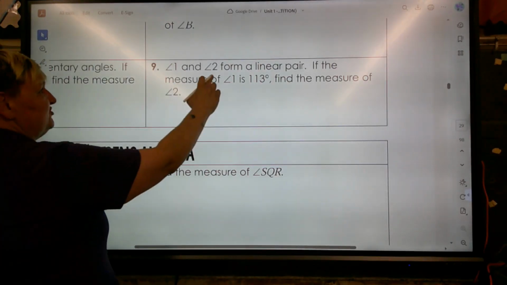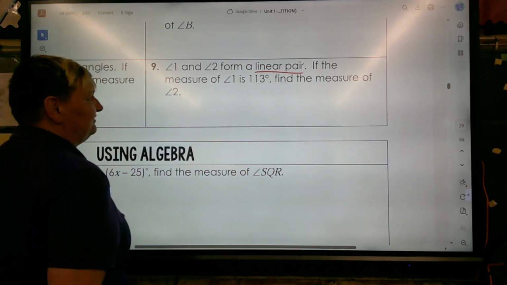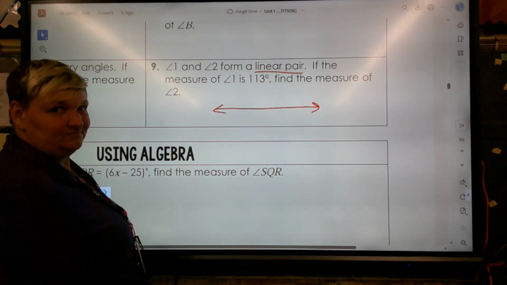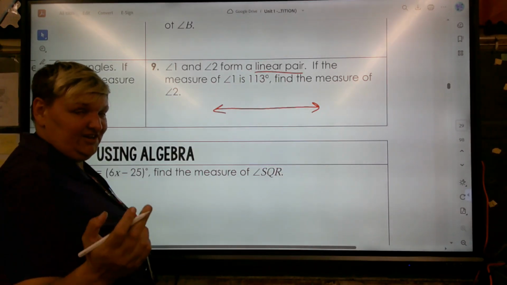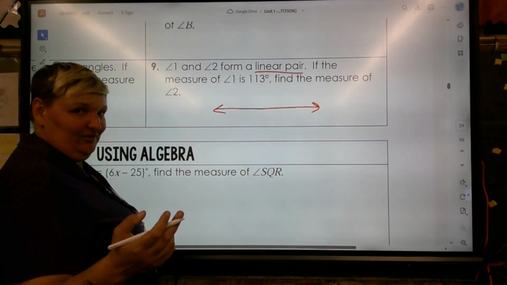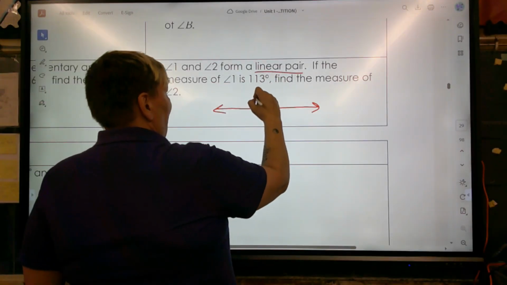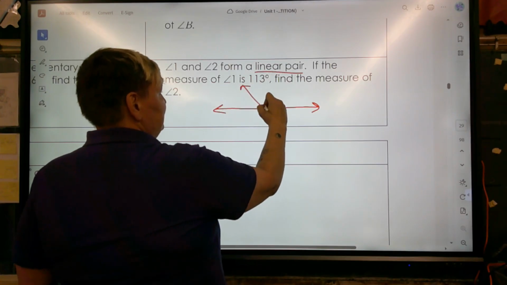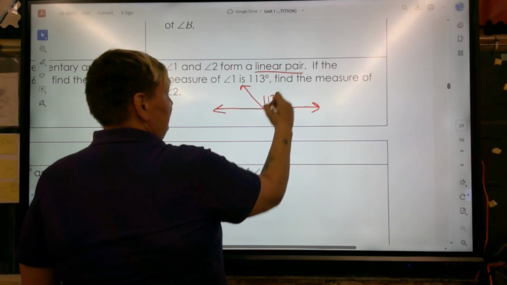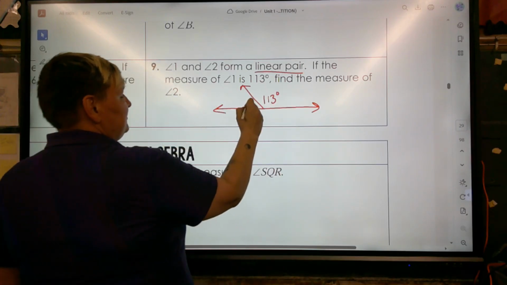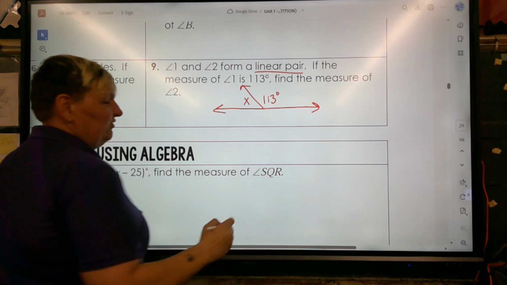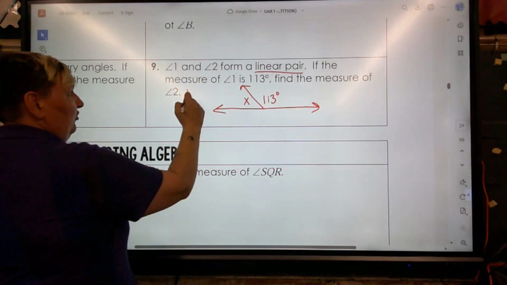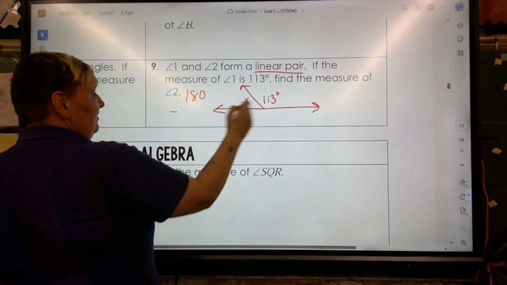Angle 1 and 2 form a linear pair. So we know that they're going to make a straight line. Linear pairs have to be adjacent and supplementary, right? So it looks like one is larger than the other, so let's guesstimate. Let's say this one is 113 degrees. What's this one? This is our question. We're missing an angle, but we know the total. The total has to be 180.